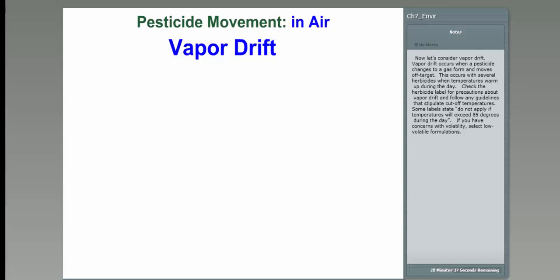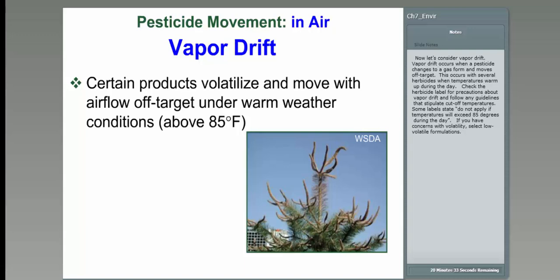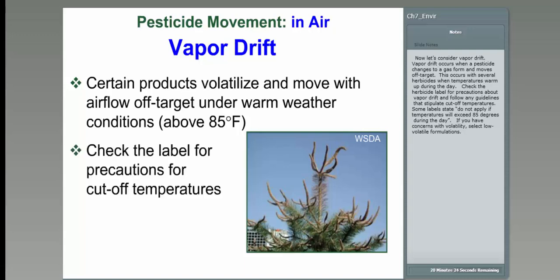Now let's consider vapor drift. Vapor drift occurs when a pesticide changes to a gas form and moves off target. This occurs with several herbicides when temperatures warm up during the day. Check the herbicide label for precautions about vapor drift and follow any guidelines that stipulate cutoff temperatures. Some labels state, "Do not apply if temperatures will exceed 85 degrees during the day." If you have concerns with volatility, select low volatile formulations.